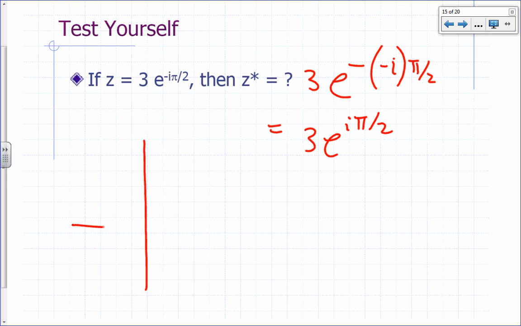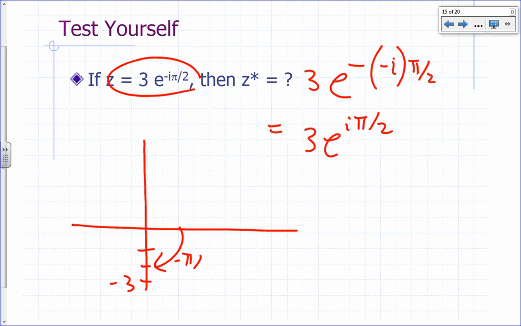So where would that be on your complex plane? Remember what did we say this one was? It's this one right here, right? This is negative pi over 2. So if you want to go this time to theta, this time is positive pi over 2. So that's positive pi over 2. So 1, 2, 3.